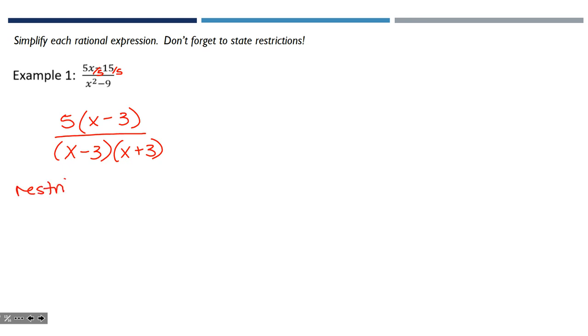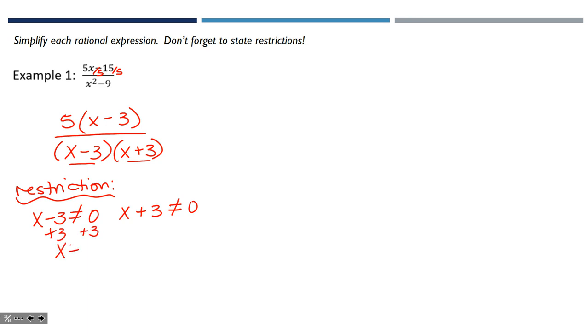Step 3, state your restrictions. Well, now in my denominator, I have essentially 2 different parts, or 2 different factors. So I have to take each factor and set it not equal to 0. So I took each factor, set it not equal to 0. So x cannot be equal to 3. Also, x cannot be equal to negative 3. So now I actually have 2 restrictions.